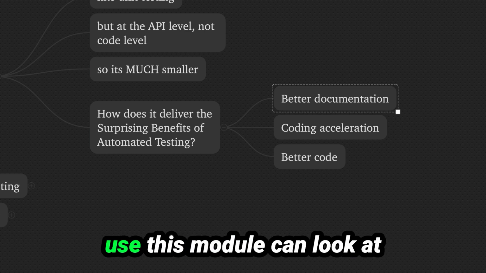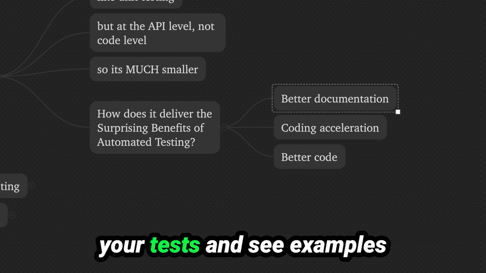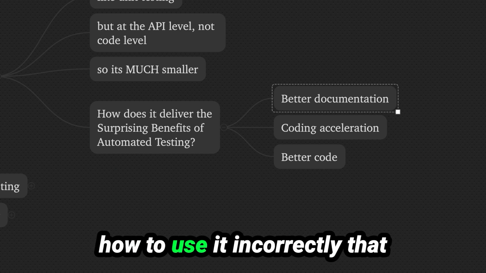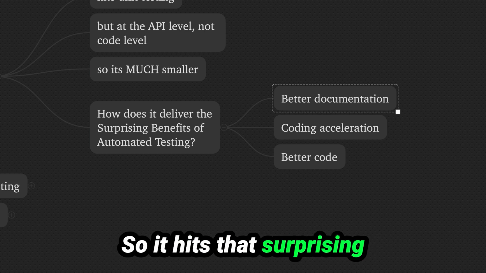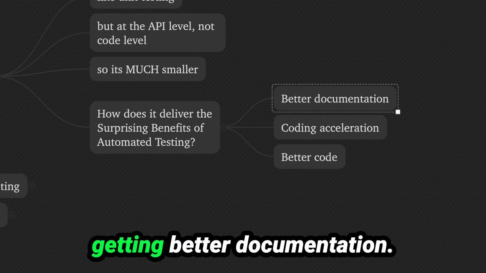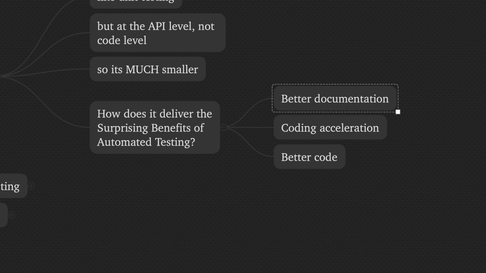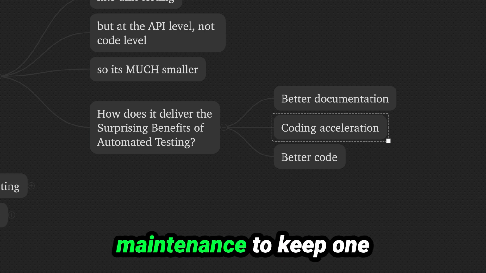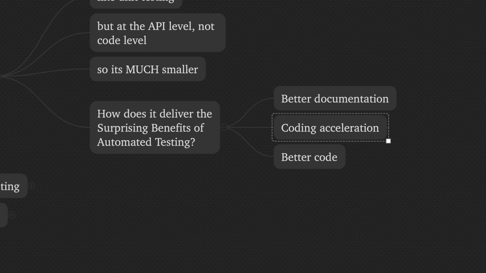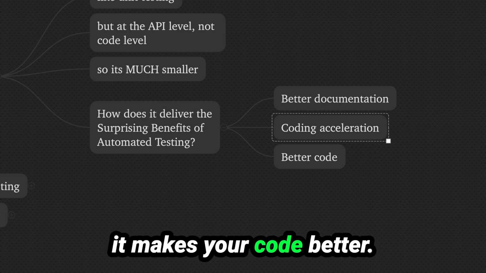The people who are going to use this module can look at your tests and see examples of how to use it correctly or how to use it incorrectly that are real and get updated. So it hits that surprising benefit, as we talked about in previous episodes, of getting better documentation. We've also touched on the code acceleration aspect. It requires very light maintenance to keep one of these test suites going. Let's talk briefly about how it makes your code better.